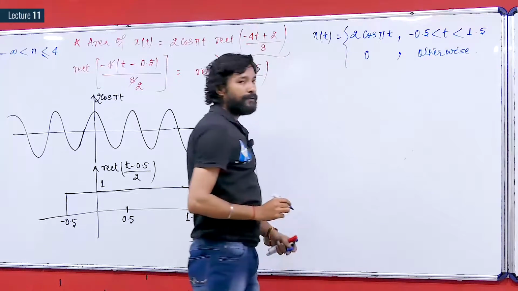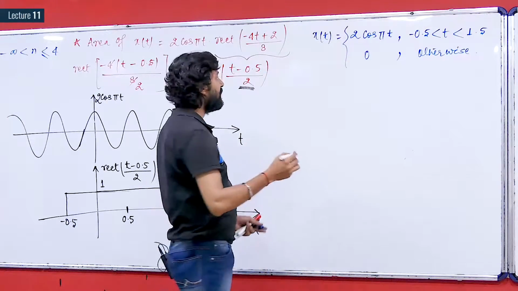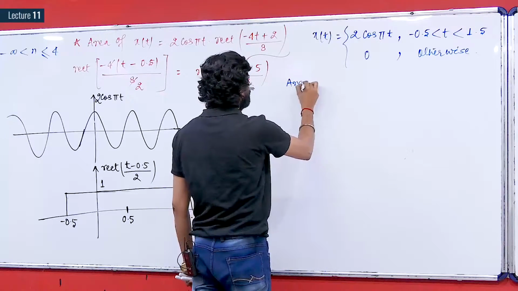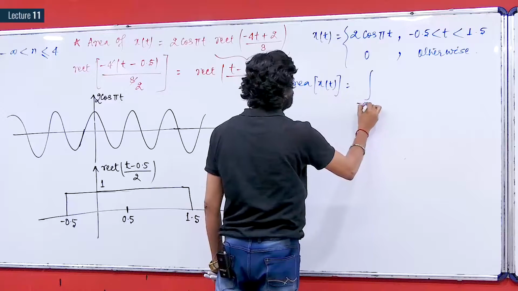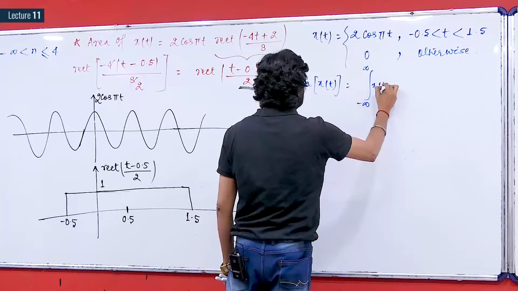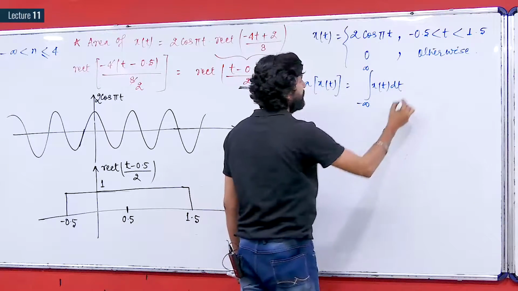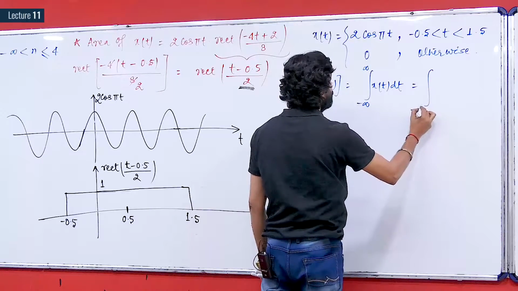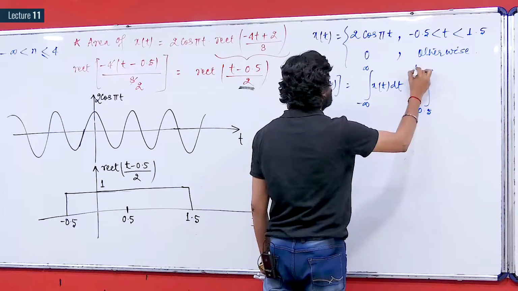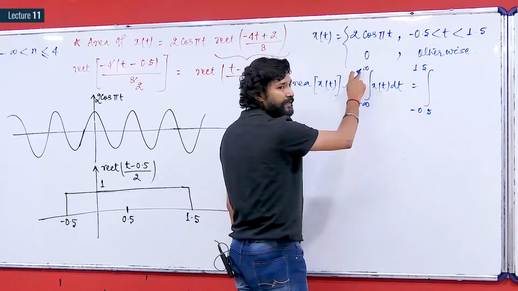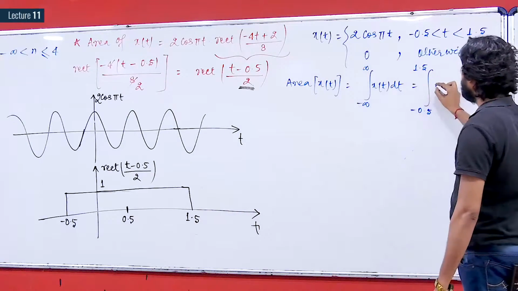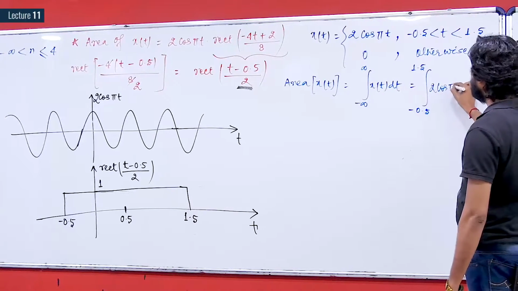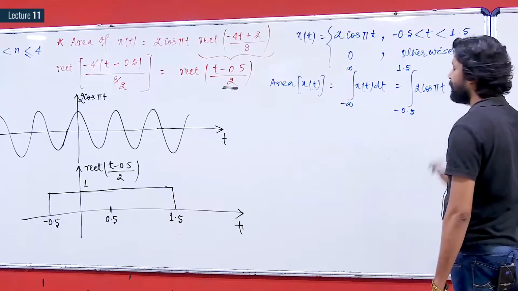If we want to find the area of the signal, then the area of signal x of t is the integration from minus infinity to infinity of x of t dt. But as this x of t signal exists only between minus 0.5 and 1.5, we have changed the limits of integration, and between these limits x of t is 2 cos pi t, and we have to integrate with respect to t.